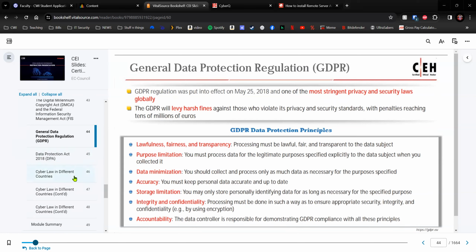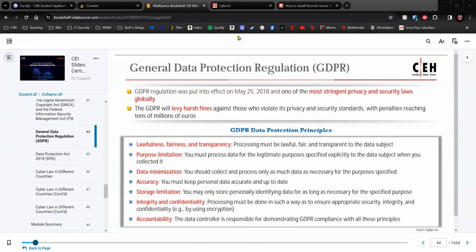This was May 25th, 2018. It is one of the most stringent privacy and security laws globally. It levies harsh fines against those who violate its privacy and security standards, with penalties reaching millions of euros. If you're doing any sort of international data trafficking, it's always a good idea to understand GDPR. So, lawfulness, fairness, and transparency.